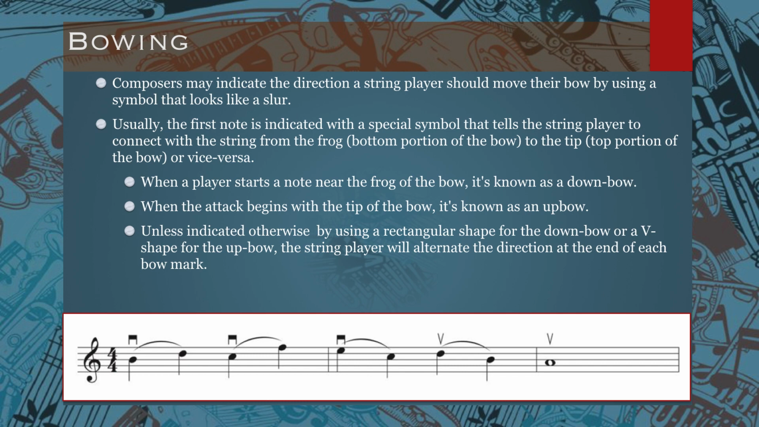Unless indicated otherwise by using a rectangular shape for the down bow or a V shape for the up bow, the string player will alternate the direction at the end of each bowing mark. So for any of you who want to get into writing for strings, that's a pretty important concept to understand. But you also have to learn how the instruments actually work so that you can write music that is playable on that instrument, and that's a whole other course.